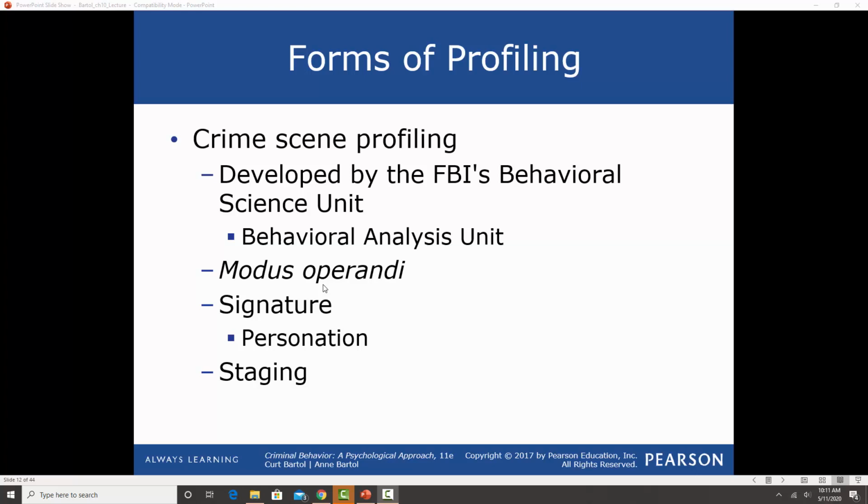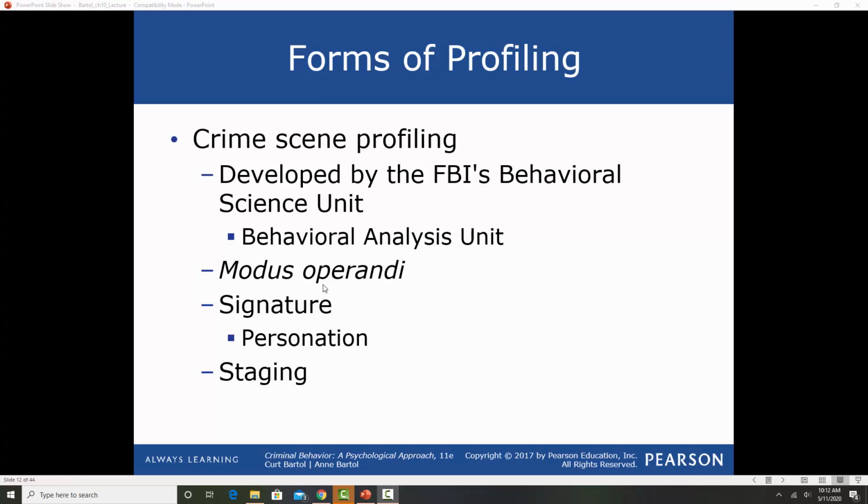Staging is the intentional alteration of a crime scene, and it's usually done by pretty well-organized offenders who are trying to redirect the investigation or to protect victims, to protect their family, or because they get some kind of control or pleasure from it. You might have heard of crime cases where the victims were staged in provocative poses. And again, that's kind of a power play. A way to humiliate the victim. The offender gets some kind of pleasure from that.